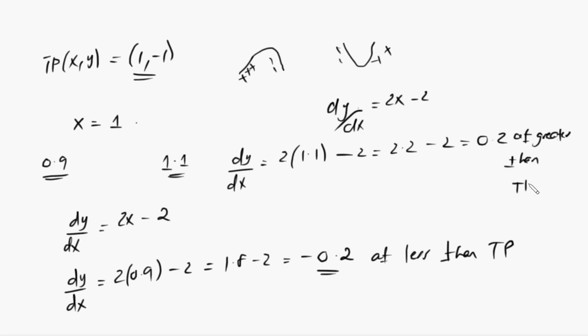So you can see that the derivative at the turning point changes from negative to positive. Okay, so it changes from negative to positive. So our turning point, which we found there, which is 1, negative 1, is a minimum value.